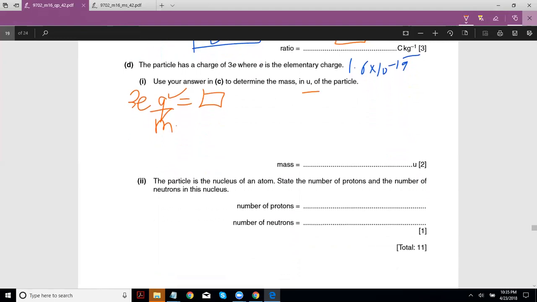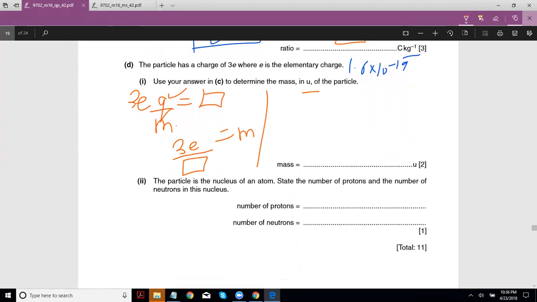So basically, whatever value you get for 3e upon this would give you mass in kg, I believe, right? The mass is in U, isn't it? Yes. This would give you mass in kg, right? Then you have to convert it.